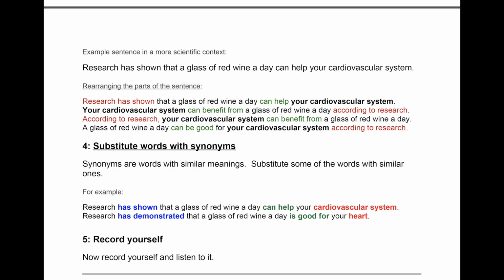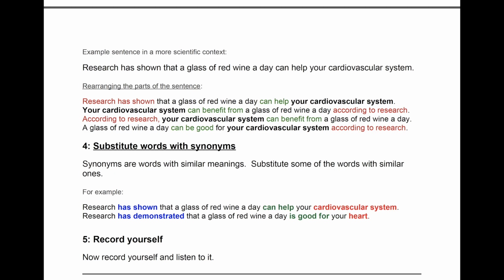Then you need to substitute words with synonyms. Synonyms are words with similar meaning. Substitute some of the words with similar ones. For example, research has shown that a glass of red wine a day can help your cardiovascular system. Research has demonstrated that a glass of red wine a day is good for your heart.